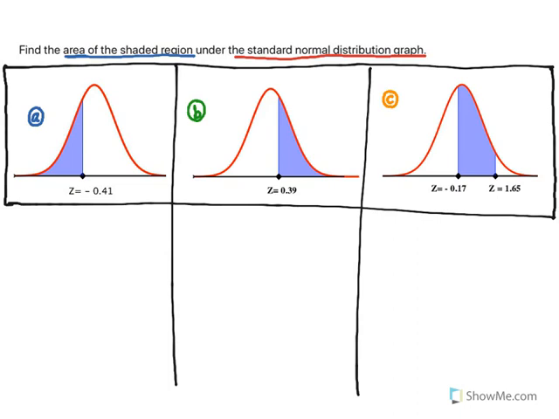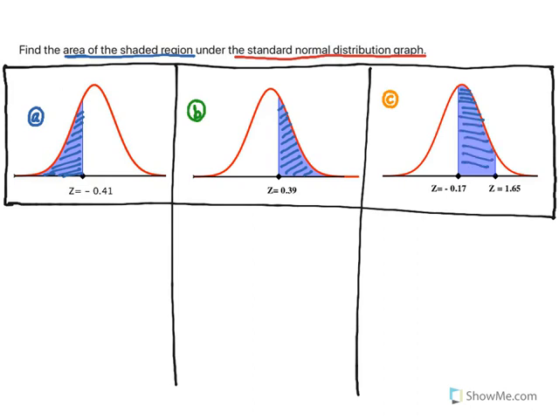It asks you to find the area to the left of the z-score, so the area below the z-score that you're given. For part B, it asks for the area above or to the right of the z-score. And for part C, it asks you to find the area between two z-scores.